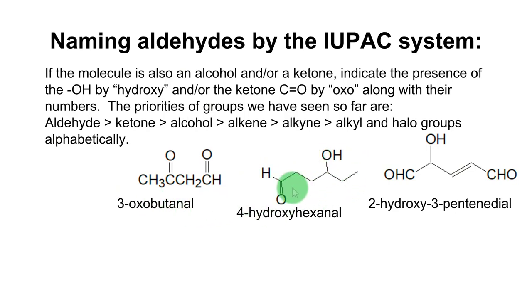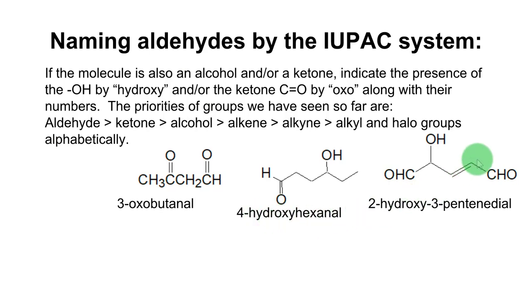Same idea here. This is carbon number 1 because that's the aldehyde carbon. 2, 3, 4. It's got a hydroxy group at carbon number 4, so it's 4-hydroxyhexanal. We don't indicate an OL on the end, we indicate that it's an alcohol by putting a hydroxy group in front.